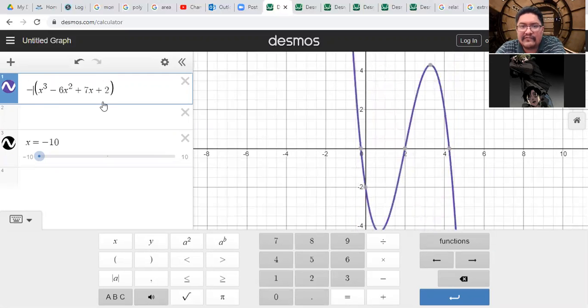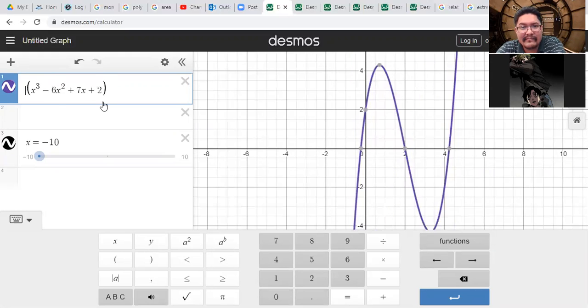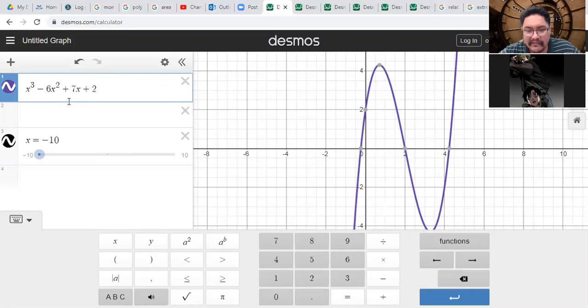So you can see that it is flipping direction, and in fact the zeros are not changing. So that will cause it to flip direction. So I just wanted to point that out from end behavior.